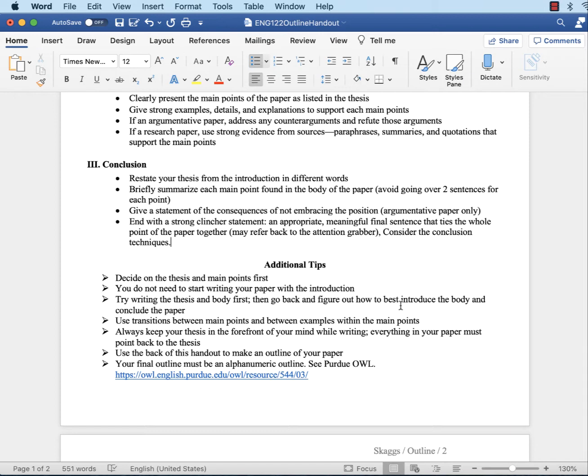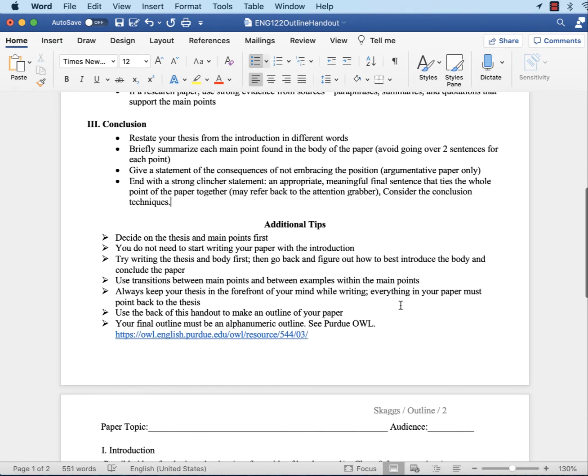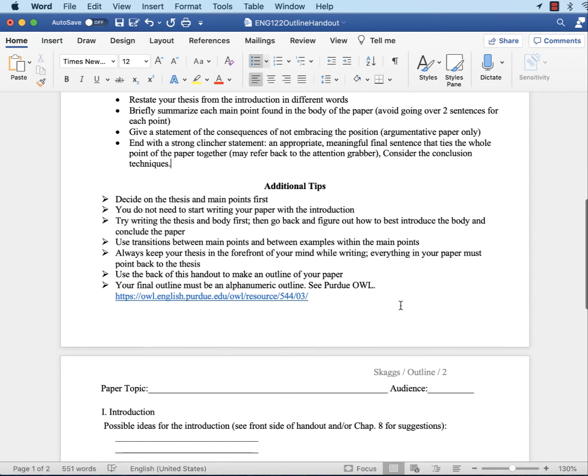So in other words, if it's not one of your topics, either change your outline or your thesis or delete it out of the paper, depending on the focus. Use the back of this handout or page 2 of this handout to start brainstorming an outline, which we're going to do here in a bit. And your final outline must be an alphanumeric outline. There's a link to Purdue OWL where they show what that looks like.